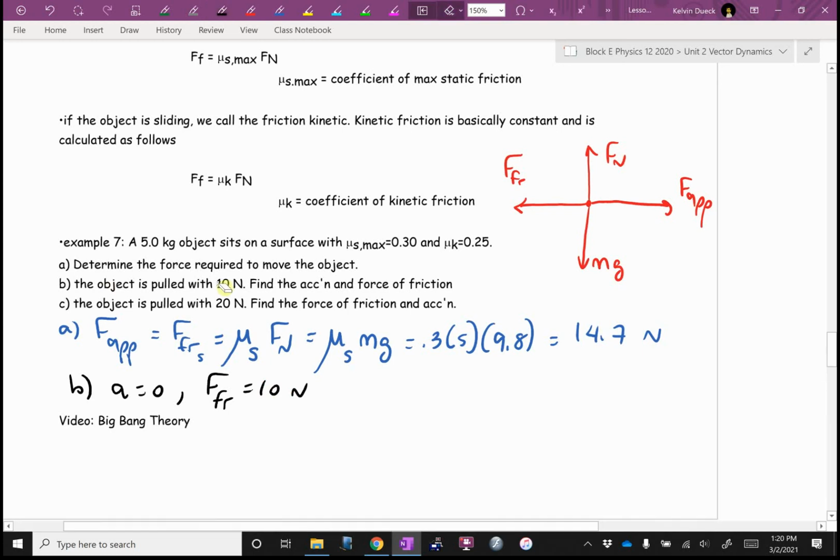What if I said instead of 10 newtons, what if I pulled with 12 newtons? What would the acceleration be? Still 0. We haven't overcome friction yet. How big would friction be? 12, not 14.7, because then we'd have an unbalanced force. How hard are we pulling in part C? 20 newtons. Now it's going to accelerate.